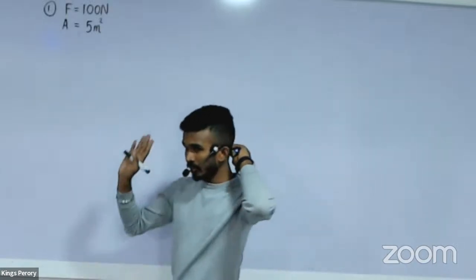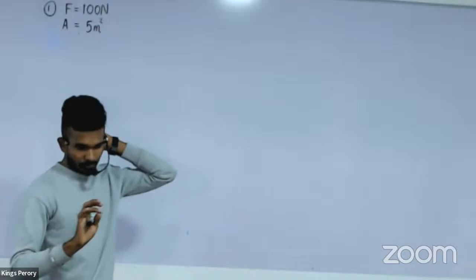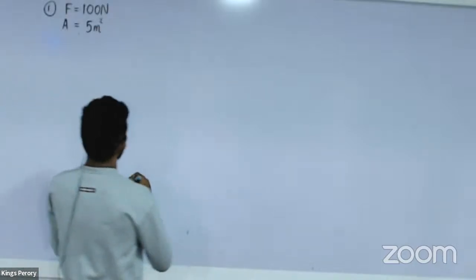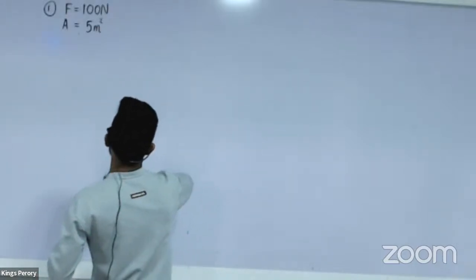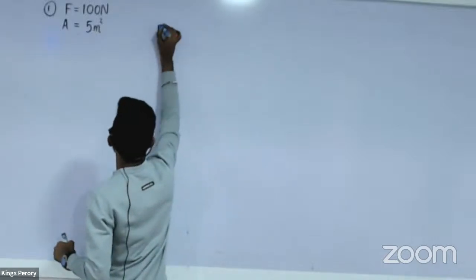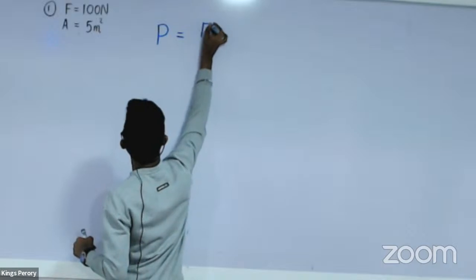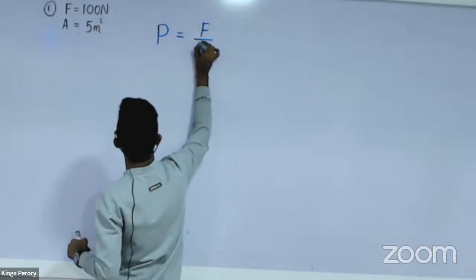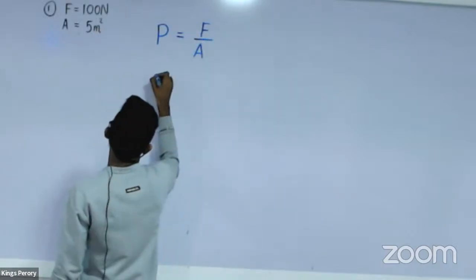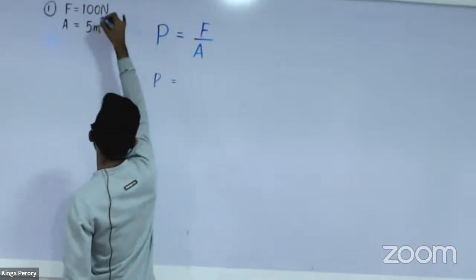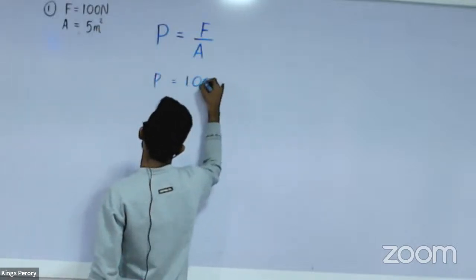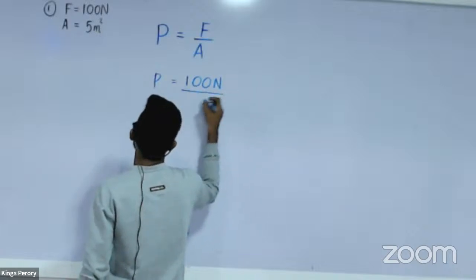Right. First question I will do. Observe how I do. First we start with the equation. There you go. Pressure, in short form you can write, pressure equals force divided by area. What is the force? 100 Newton. What's the area?